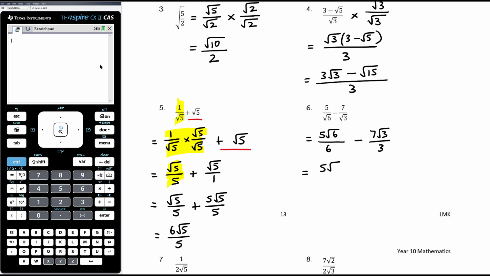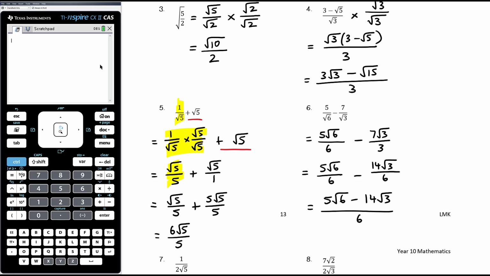6 is the common denominator, so I'm going to leave the first fraction as it is. We need to double the top and the bottom of the second fraction, so 14 root 3 on 6. And now we don't have like surds, so just 5 root 6 minus 14 root 3 all over 6.